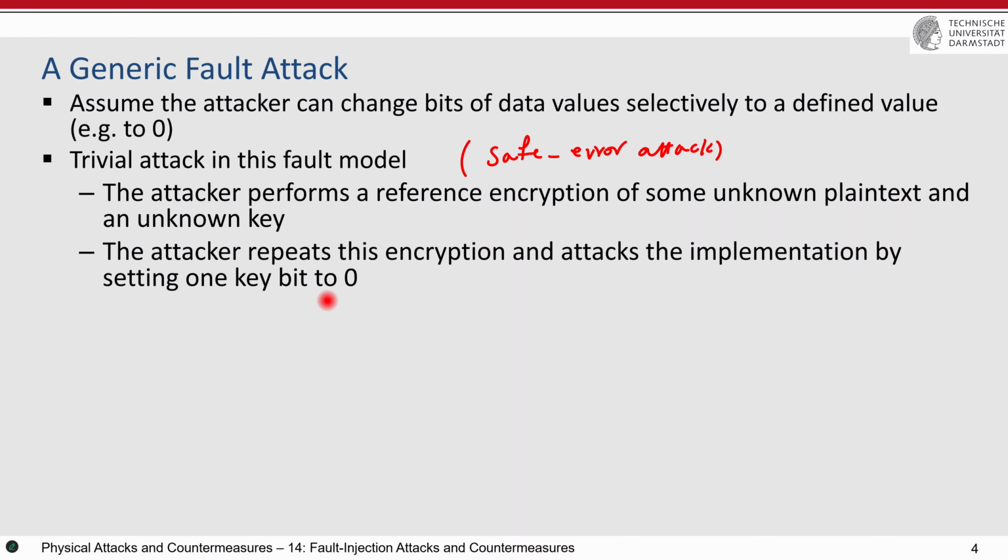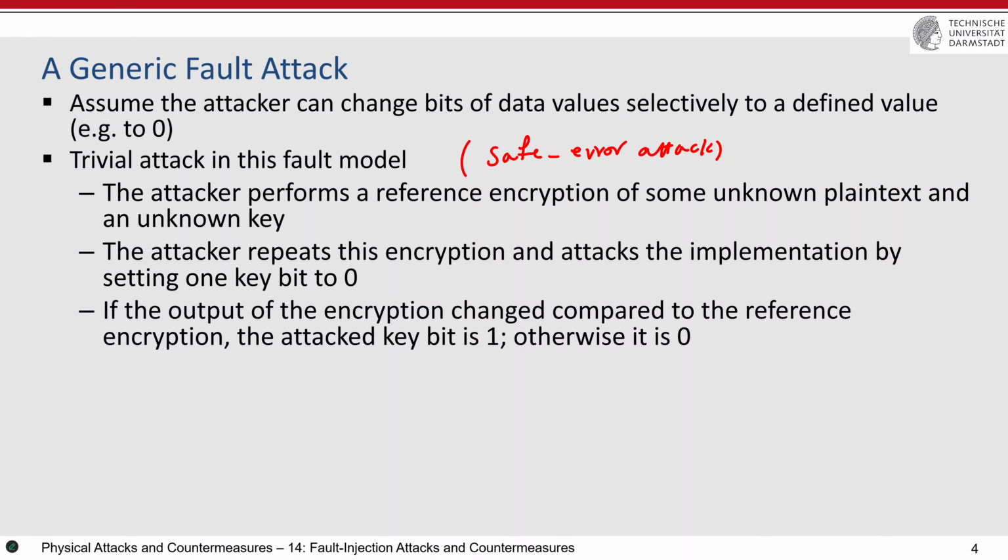And then you easily look at the output. If the output of this encryption is different to that one, it means that the bit was actually 1 that you changed to 0. If the outputs of both of them are the same, the bit was actually 0 that you tried to change to 0. It's a super trivial attack, and you don't need any particular model to perform the attack. Bit by bit, you can perform the attack and then recover the key.